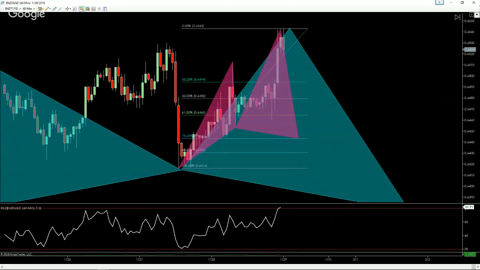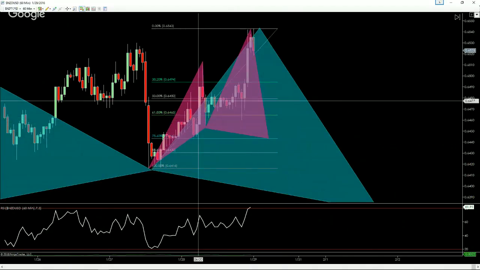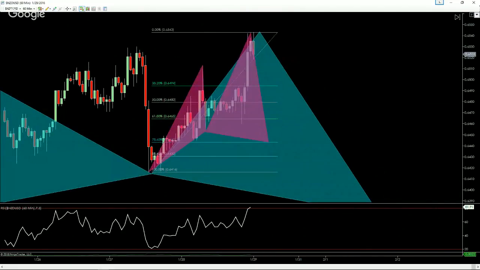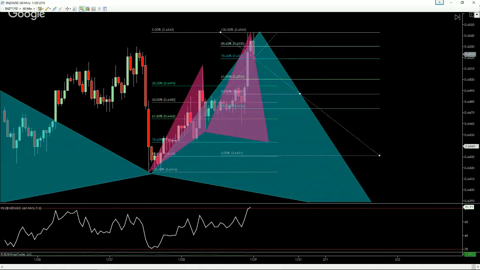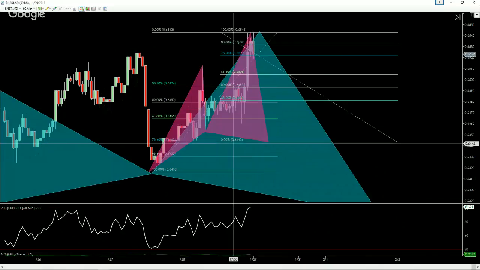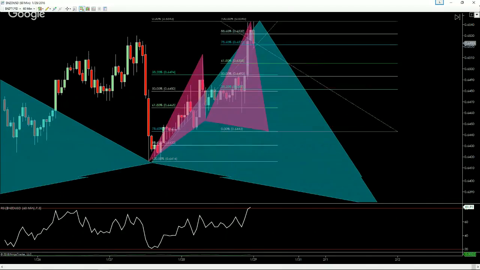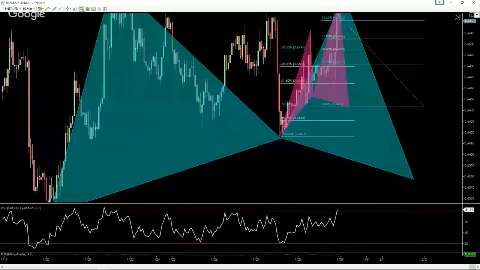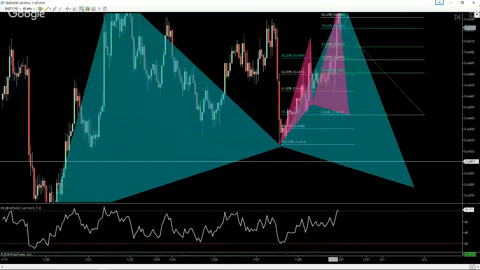So a little smaller pattern right there, a cipher pattern, stops below this X level right here, and targets still the same, about the 382 and the 618. It's about 39 pips to first targets here, because the completion of the bigger Gartley pattern is actually a lot lower.